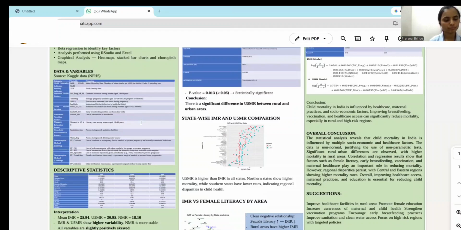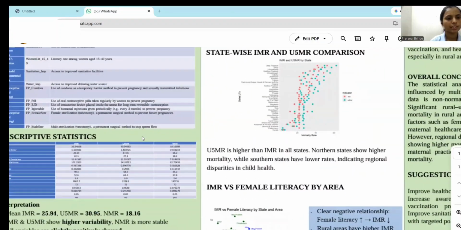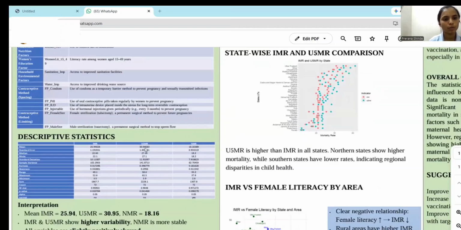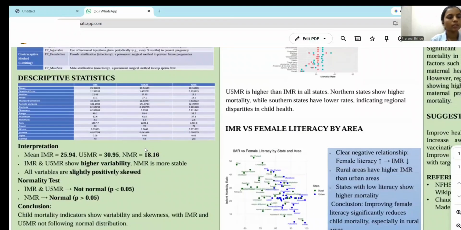In the data set variables, in descriptive statistics, we have to see here. The mean of the under 5 mortality rate is greater than IMR and NMR also. And we know the under 5 mortality rate also includes the infant mortality rate because it takes the death rate up to age 5 children. These are the descriptive statistics of our data.